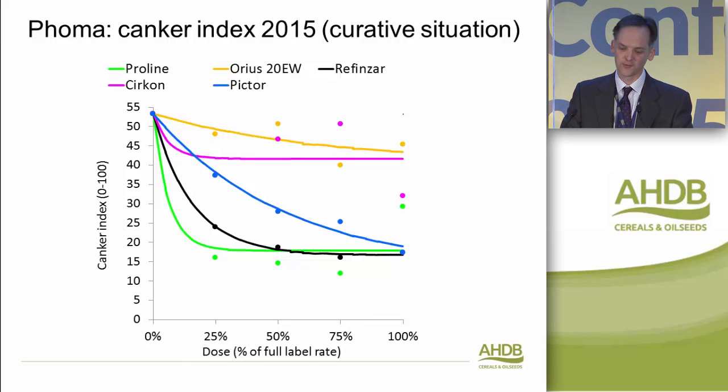I say that because both of these two products have label restrictions. We can't actually apply what we've done with experimental approvals. You can't actually do that in the field. But we have done it that way so that you can see what the inherent activity of these products is compared to the others that we're testing. And I think the early data would suggest there is a bit of a rank order there in activity, that Pictor looks to be doing a reasonable job in a curative situation. Refinzar looks a little bit more active, and Proline a little bit more active than that.